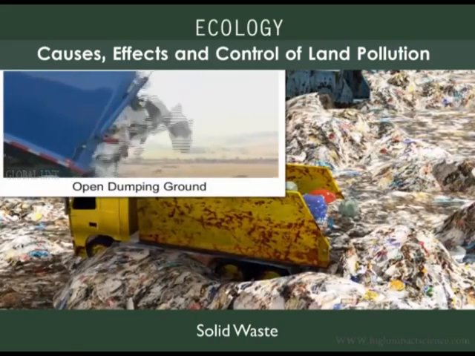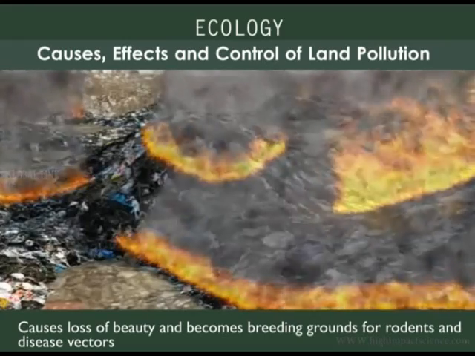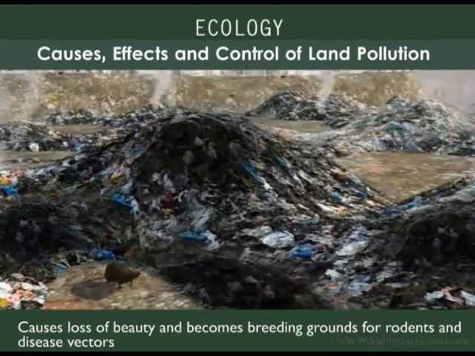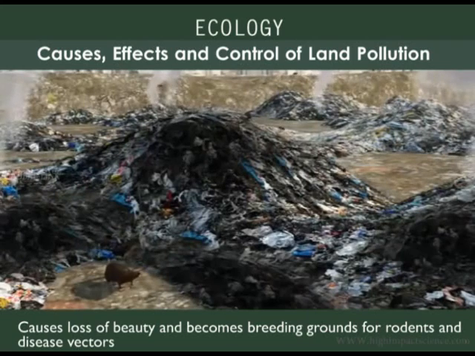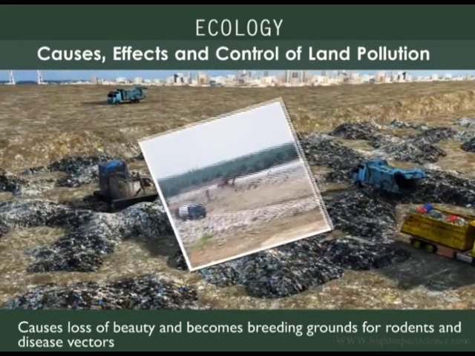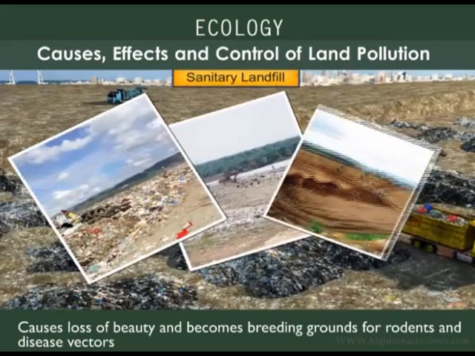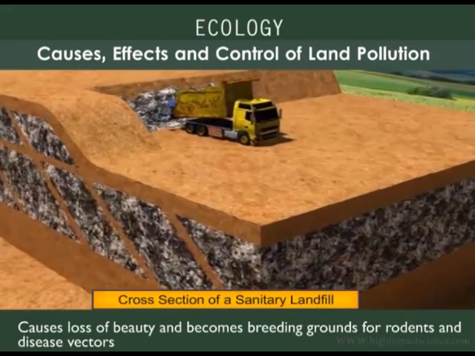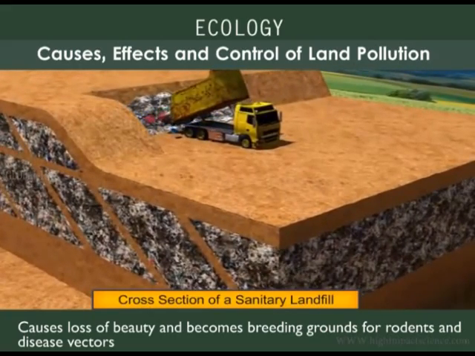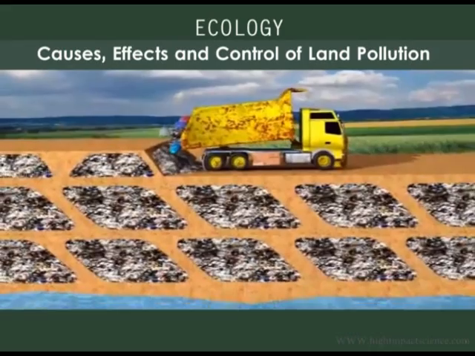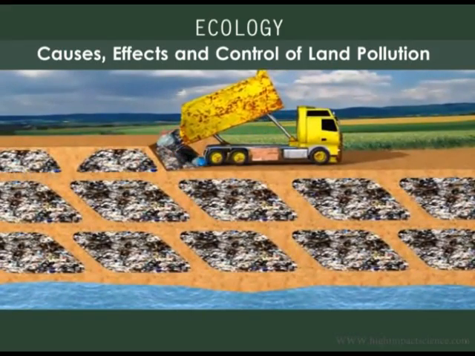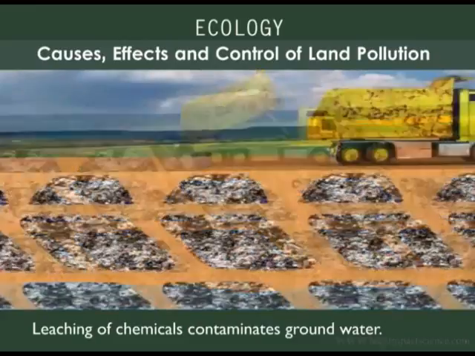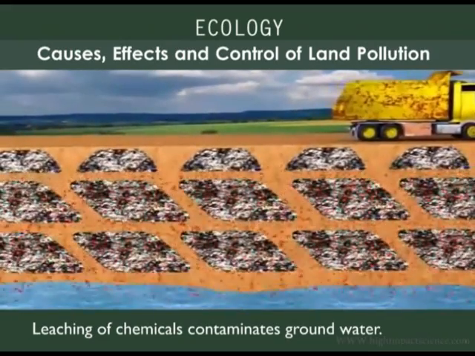This open dumping not only reduces the beauty of the land, but also becomes a breeding ground for rodents and disease-causing vectors, particularly because a large part of it is non-biodegradable. In some places, open dumping has been replaced with sanitary landfills, in which waste is compacted and dumped in a depression or trench. And even then, the landfills get filled faster than expected. And the leaching of harmful chemicals also contaminates groundwater.